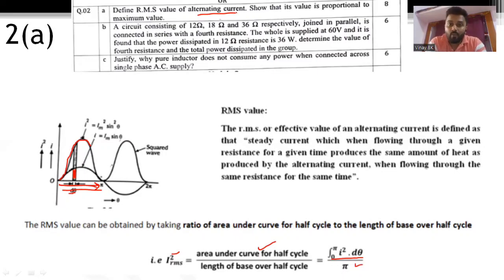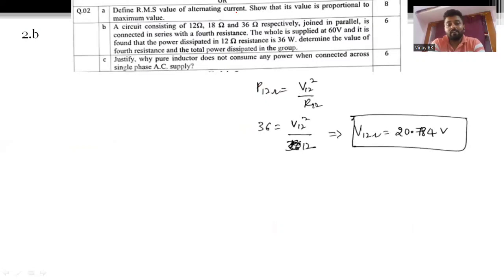If it is an alternating quantity, it's nothing but either VRMS or IRMS that you have to remember. Clear? Similarly, now back to question number 2B.